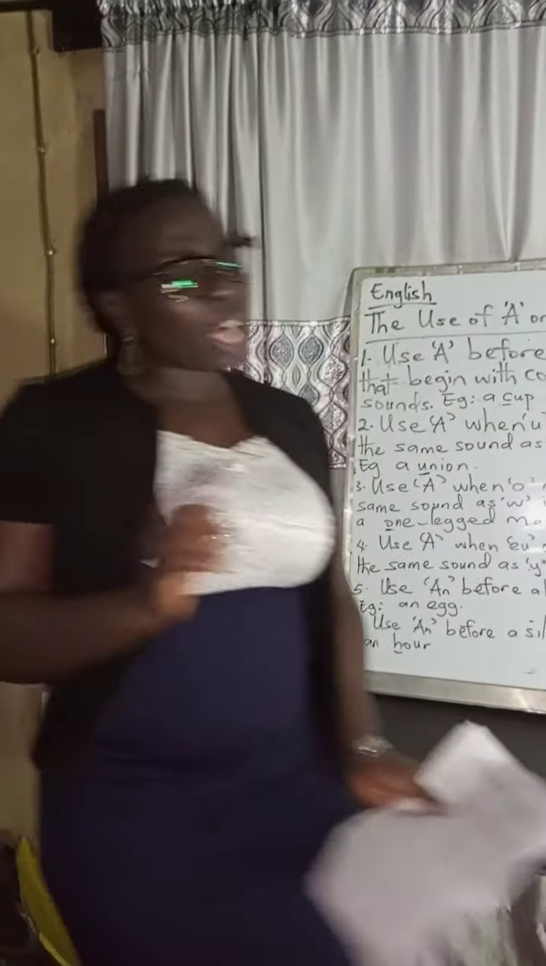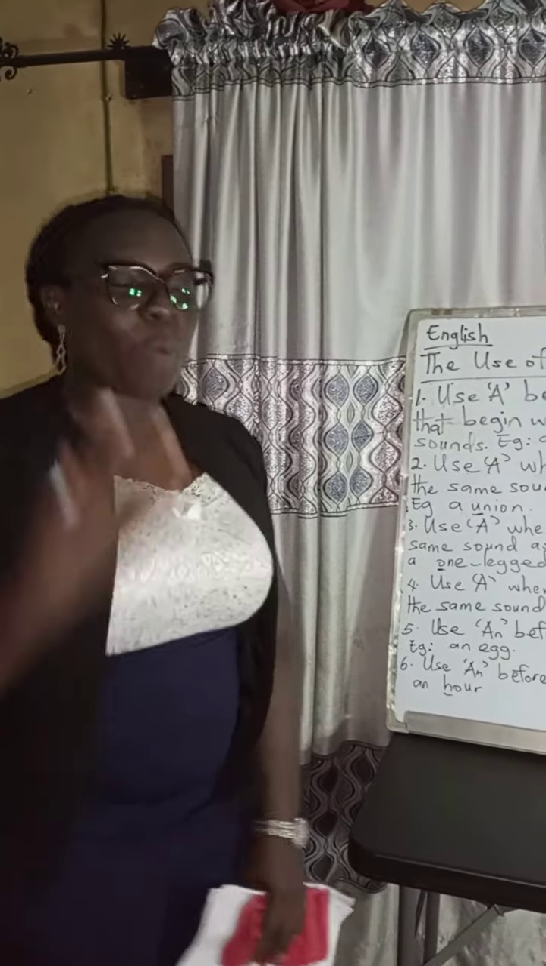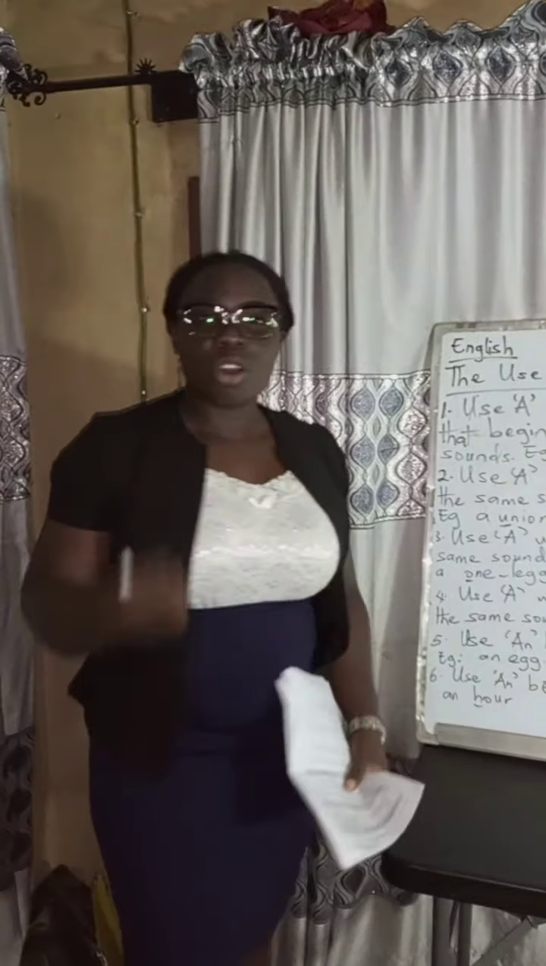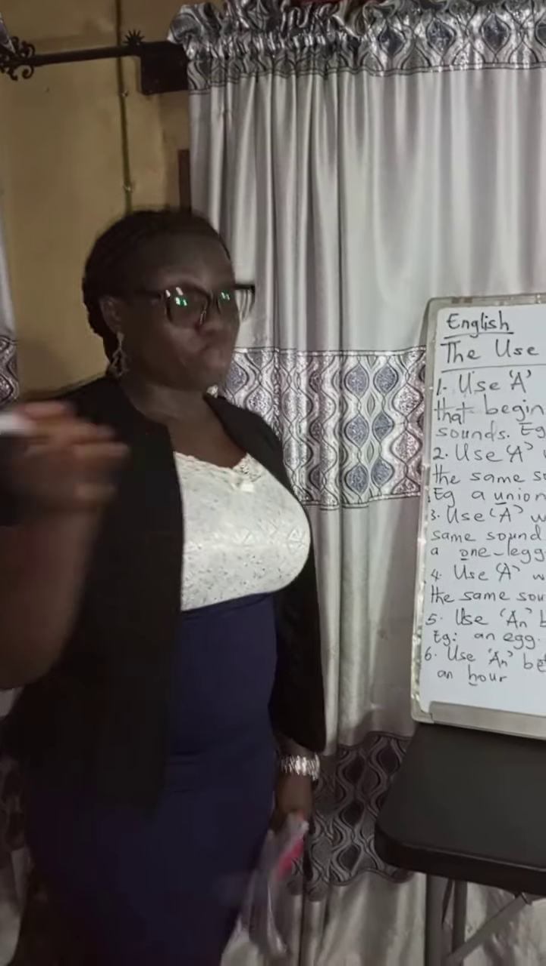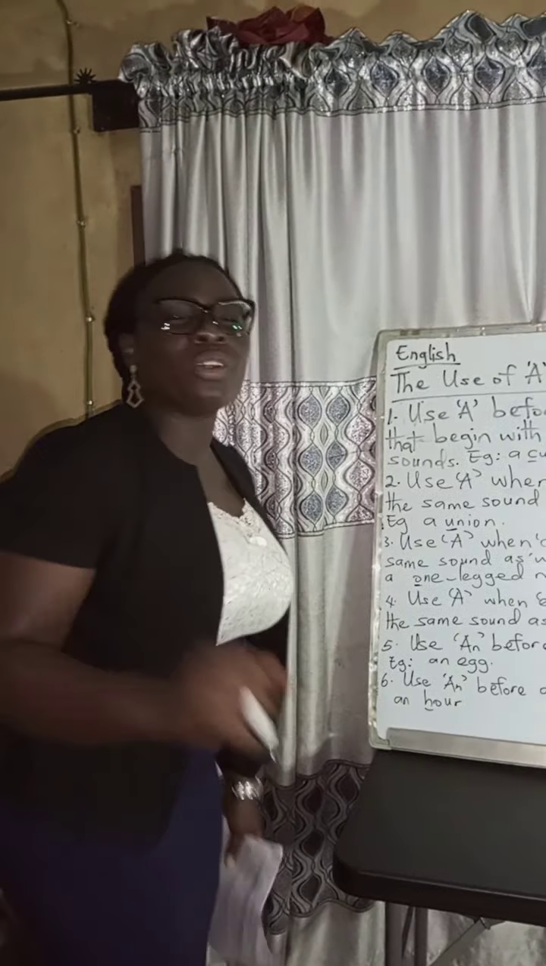Now, who will tell me what a vowel is? Good. Words that begin with A, E, I, O, or U. Very good. How about consonants? The rest of the alphabet. Very good. Now, when do we use A or An?